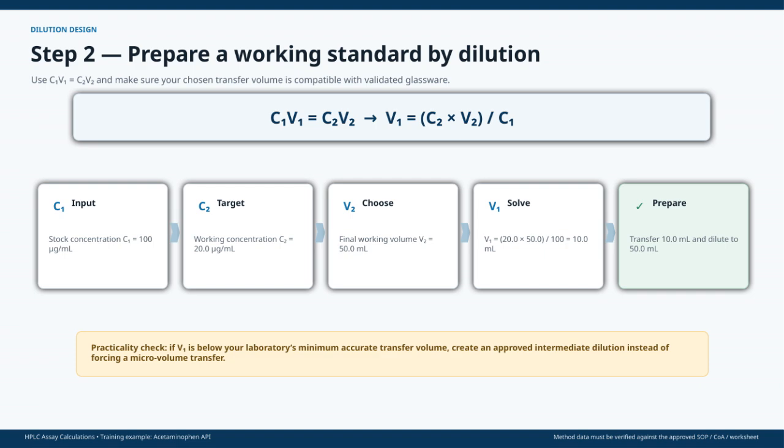If V1 is smaller than the minimum volume your lab can accurately measure, don't hesitate to prepare an intermediate dilution to maintain precision, rather than try to measure an impractically small volume. This step is crucial to ensure reliable and reproducible results.